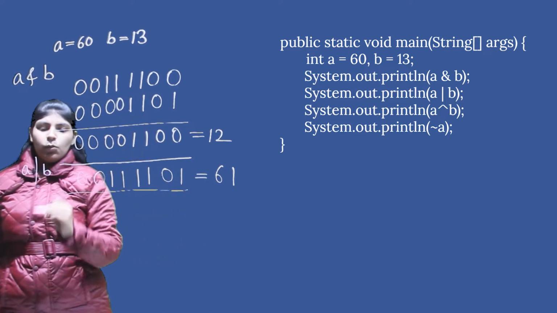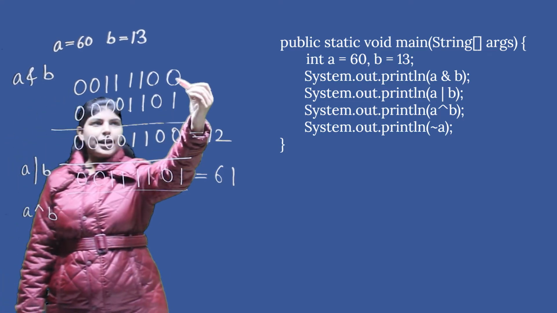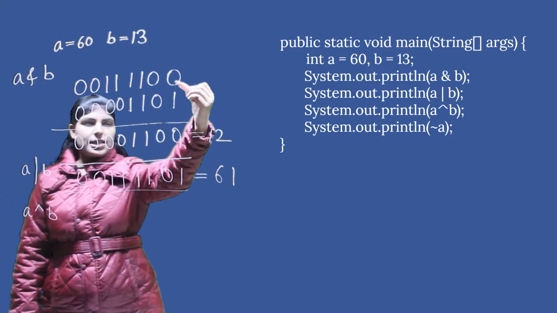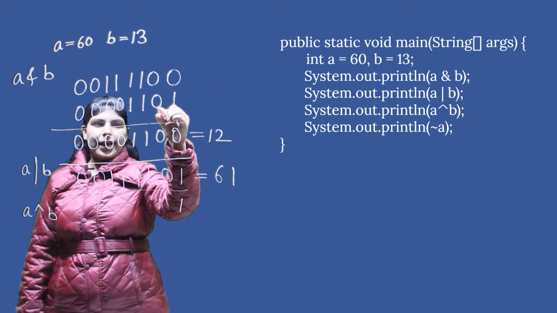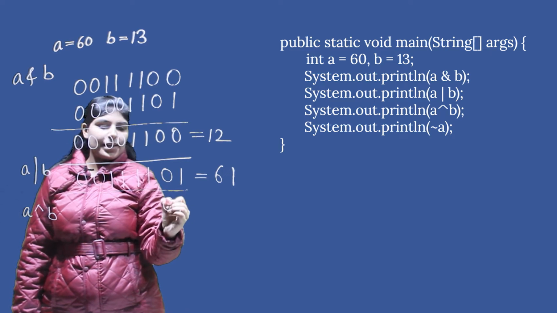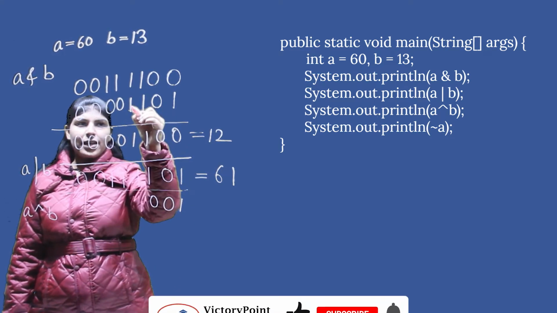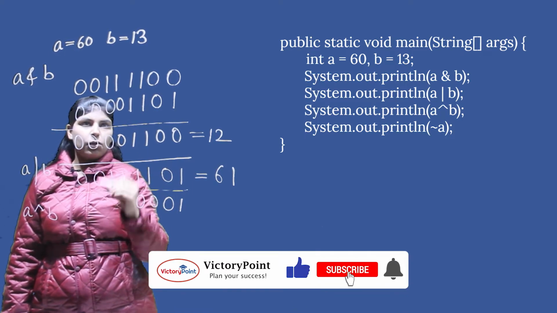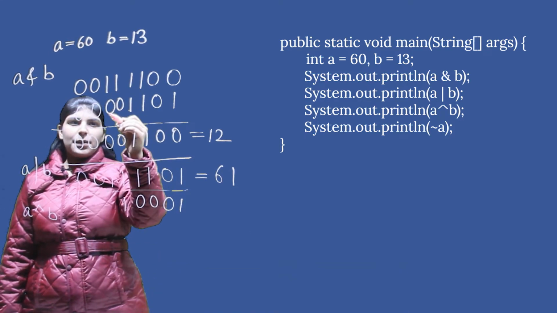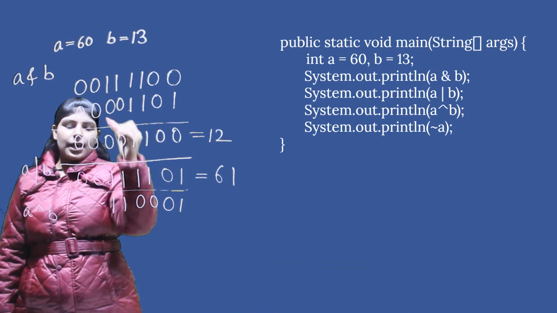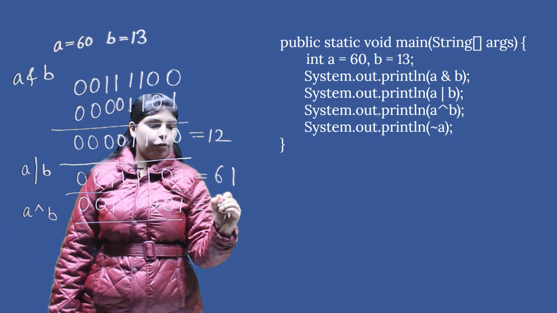Next I want to do A XOR B. If I XOR them, 0 XOR 1, both are different bits, so I'll get 1. 0 XOR 0, both are the same, so I'll get 0. 1 XOR 1, they are the same, so I'll get 0. 1 XOR 1, again the same bits, I'll get 0. 1 XOR 0, these are different bits, I'll get 1. Again the bits are different, I'll get 1. Same bits, I'll get 0 and 0. So this will give me 49.